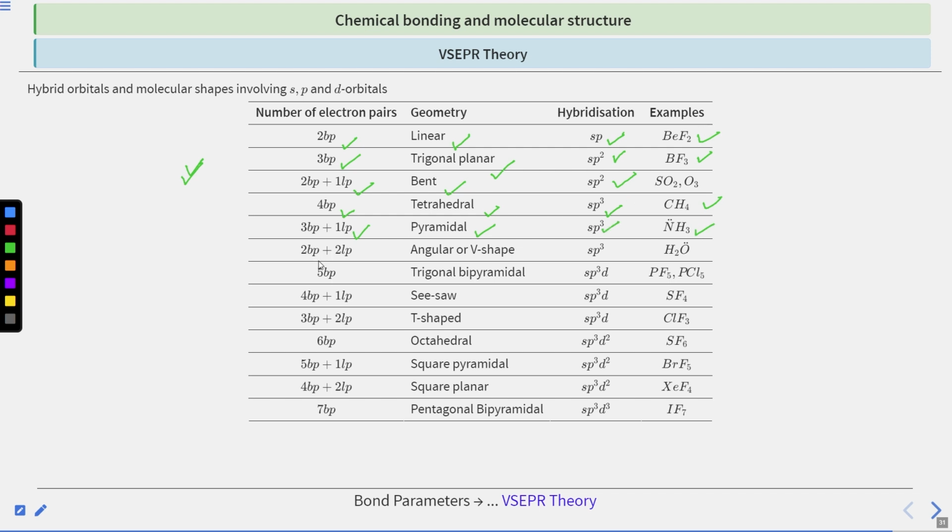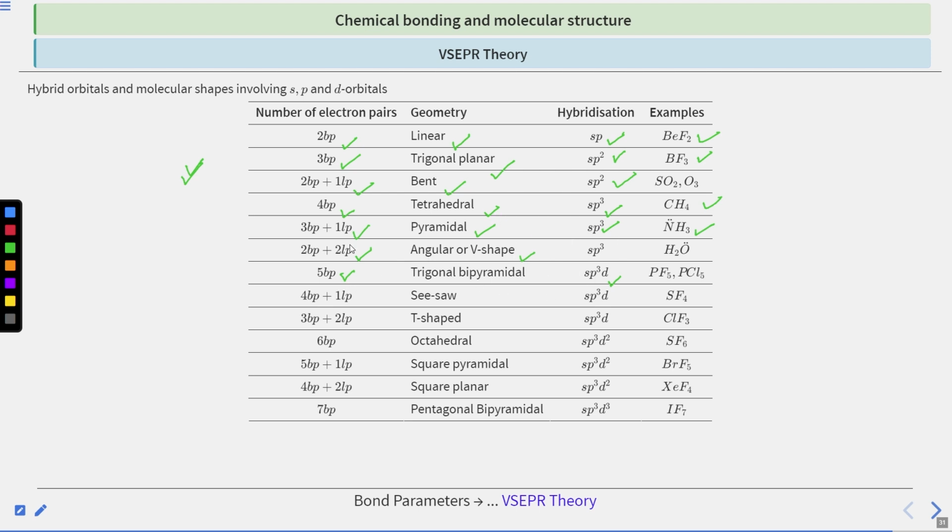Next is 2 bond pairs plus 2 lone pairs: geometry will be angular or V shape, hybridization will be sp3, and the example is H2O. Then 5 bond pairs: the geometry is trigonal bipyramidal, hybridization will be sp3d, and for example PF5 and PCl5 show this type of geometry and hybridization.